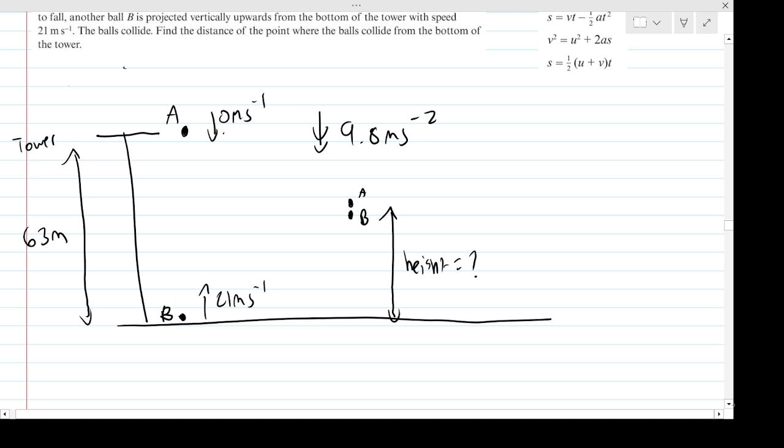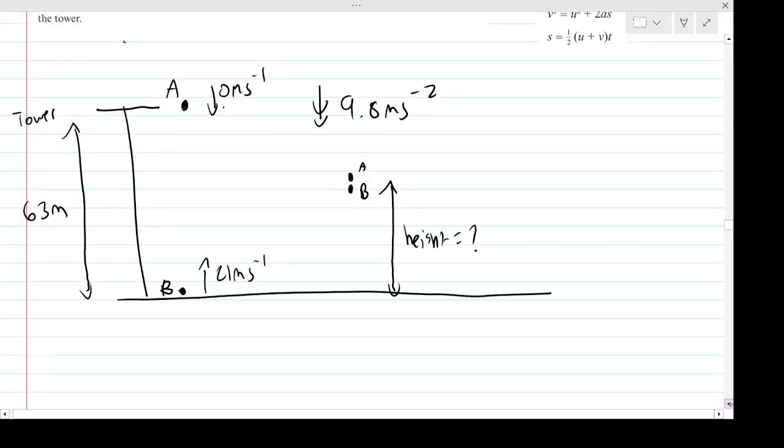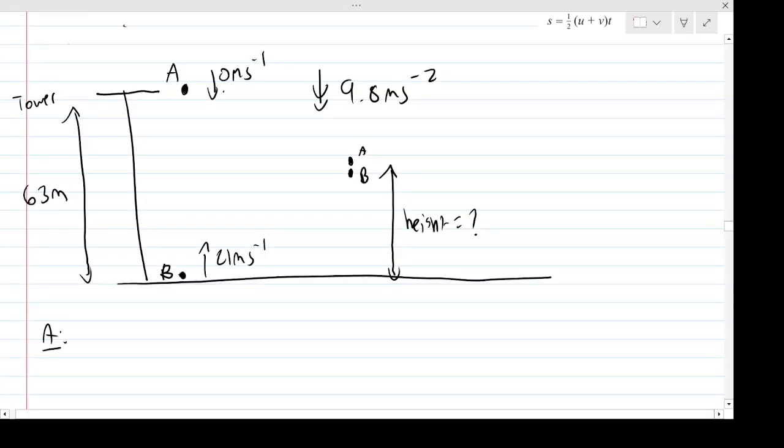Well, what we can do is just consider them separately, right? So let's start with A. Let's do suvat with A, right? So for A, suvat. Well, if I just call this height from the floor, from the ground to when they meet, if I call that H, right, just height H, that's what I want to find.